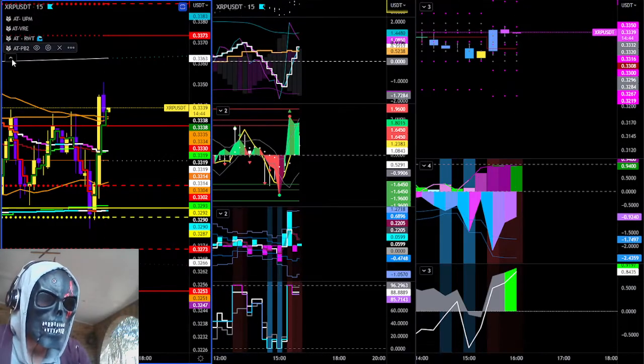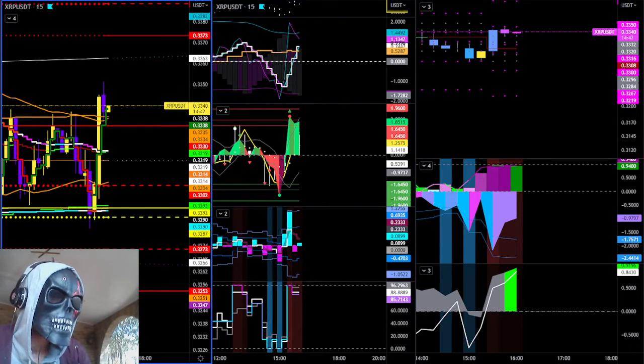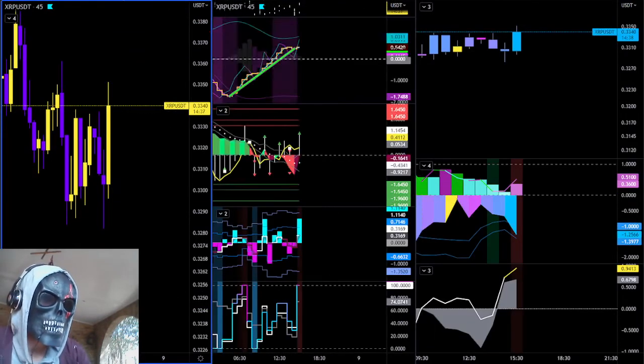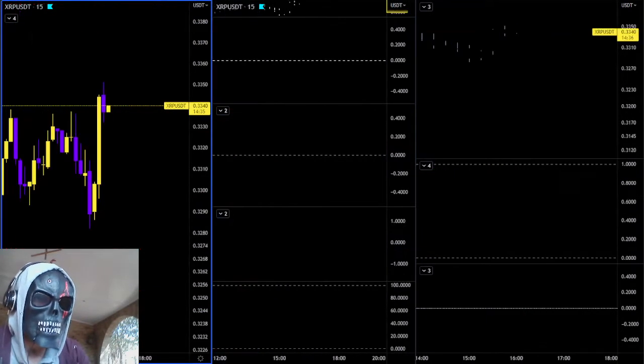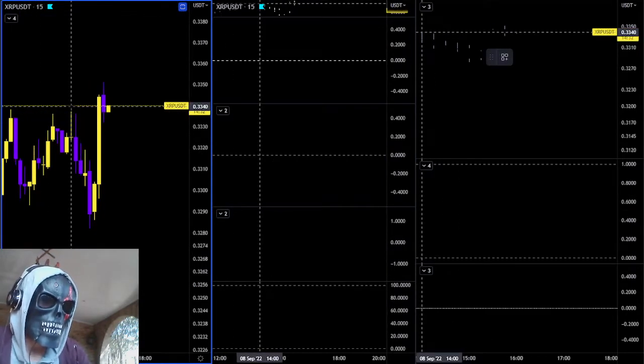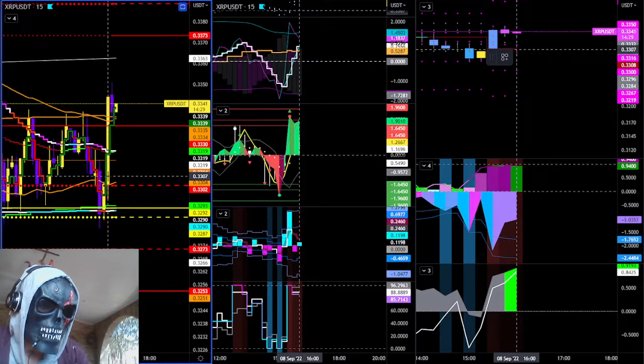Okay, now from here, what we're going to do is we're going to run up to the 45-minute, and we're going to see where everything is with regard to our 15-minute orange line that I need to demarcate here. Sorry. I need to demarcate this orange line. That one.